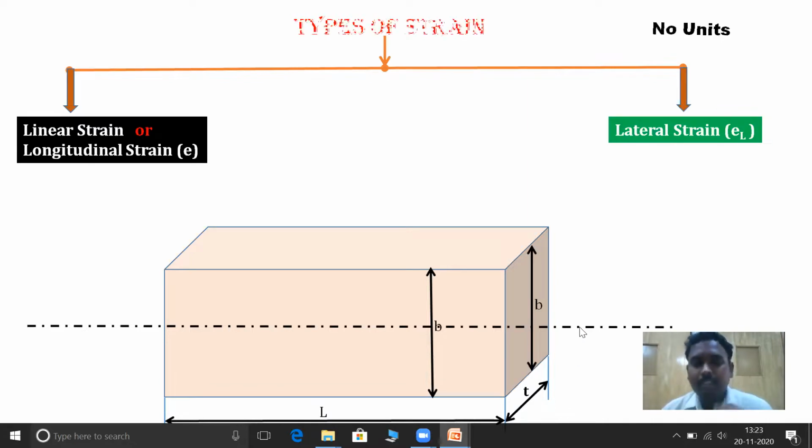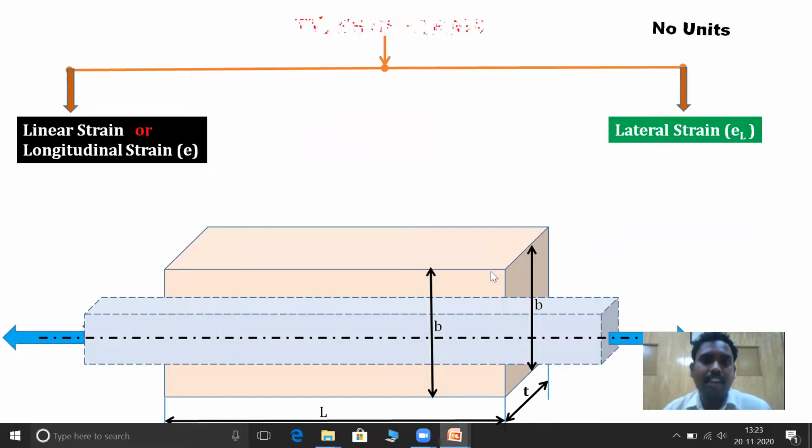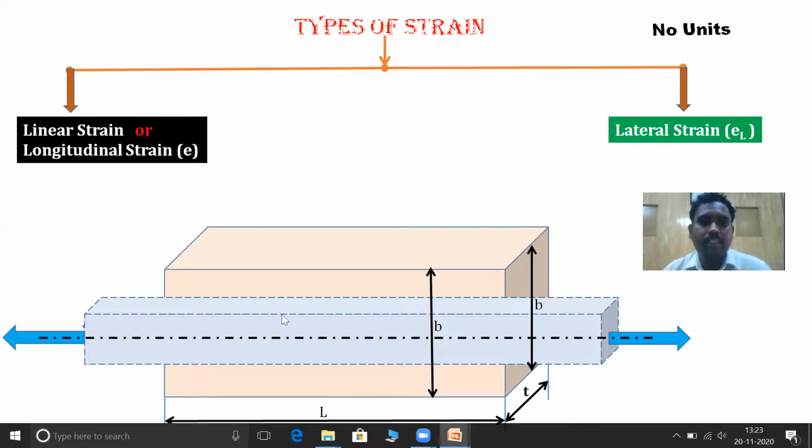Now I will apply a tensile load on both sides. Once I apply the tensile load, definitely there will be certain changes in shape and size. That is represented as the final shape. This is the final shape, students, which is represented with the help of a blue color figure. Once I get the final shape, I will measure the length of the final shape. Length will be L plus delta L.